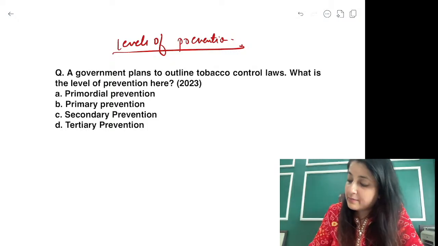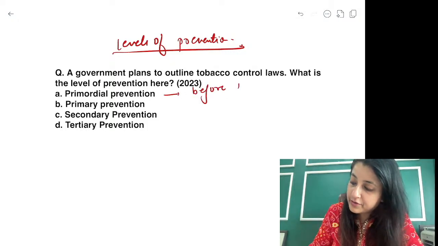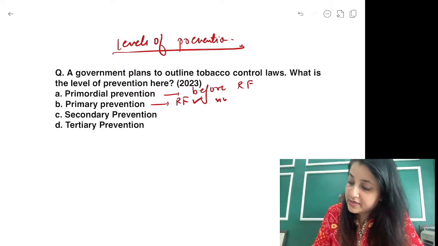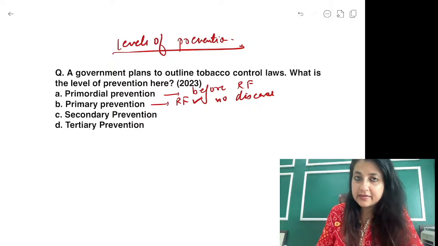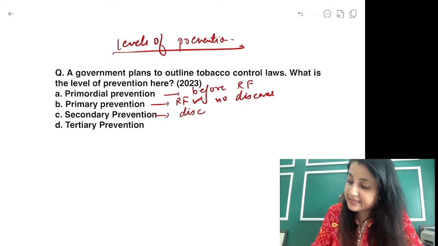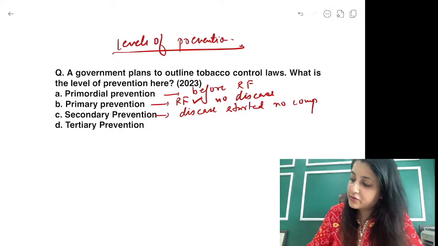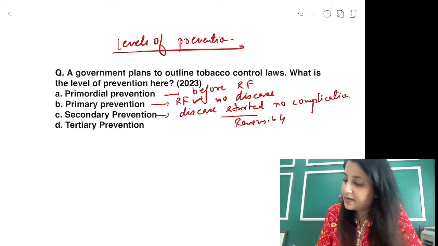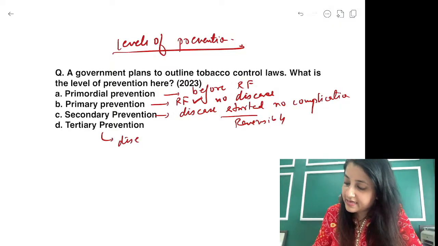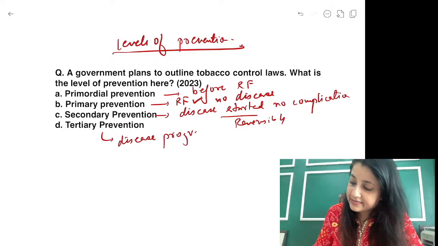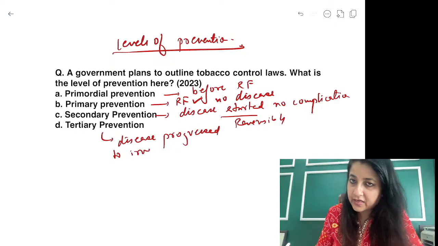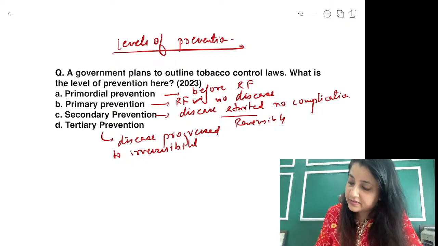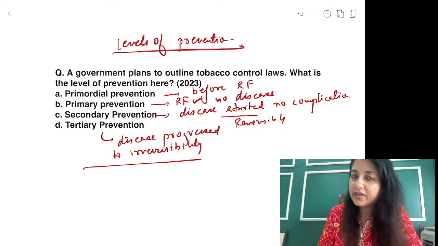Please think. Primordial prevention is applied before the risk factor. Primary prevention is applied when the risk factor is present, no disease, not started. Secondary prevention is applied when the disease has started, but no complications yet. That means it is reversible as of now. But tertiary means the disease has progressed to the stage of irreversibility.